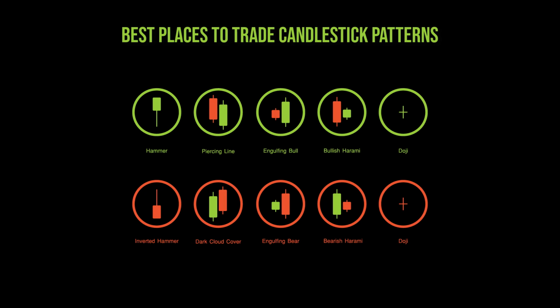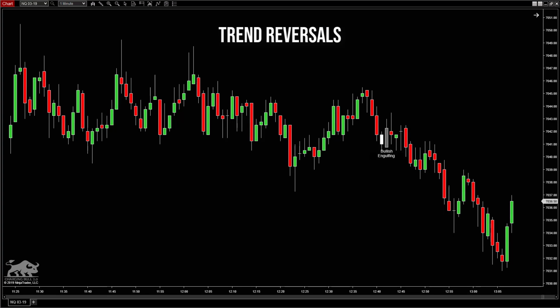Best places to trade candlestick patterns. Trend reversals. Late in the trend, a candlestick pattern is a very short-term signal and so doesn't indicate a reversal of the trend, only a high or low without regard for range, momentum, or trend. We do not trade on a candlestick pattern alone. We use them to increase the odds of entering a trade within our trading plan.